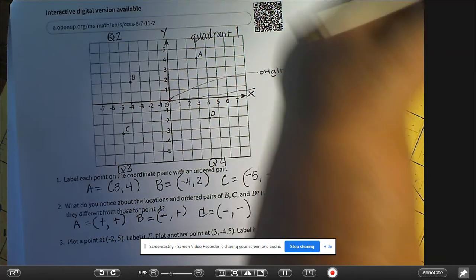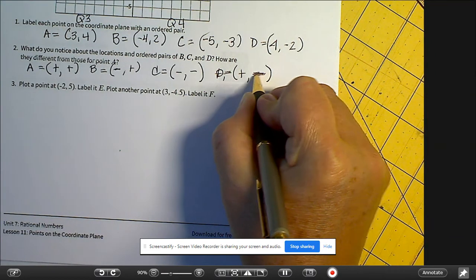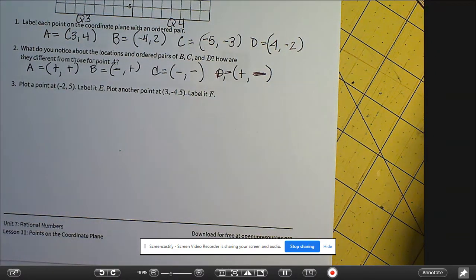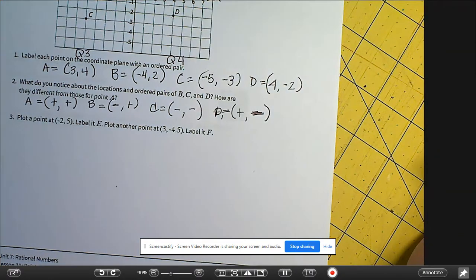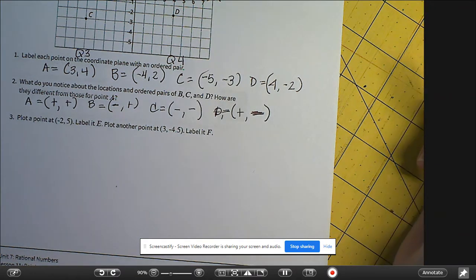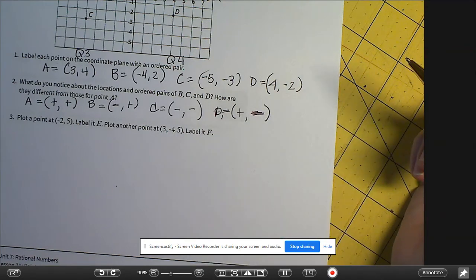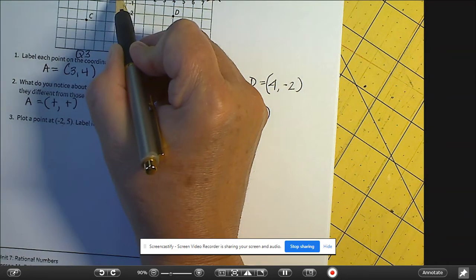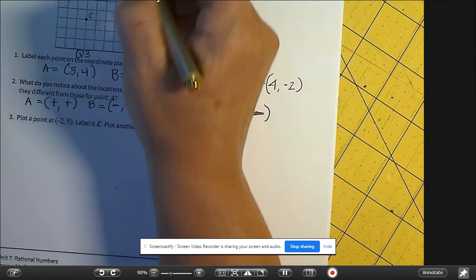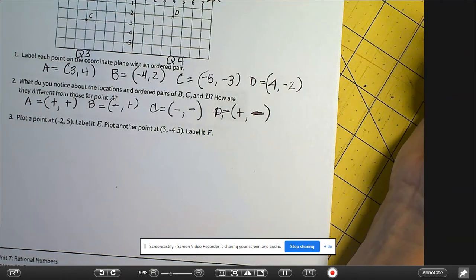Okay. I put equal. Oh my gosh, what's wrong with me? Positive, negative. I'm getting ahead of myself here. So then it says plot a point at -2, +5, and label it E. And then plot another point at +3, -4.5, and label it F. Okay, so -2 and +5 is going to be here, and we're labeling that E.